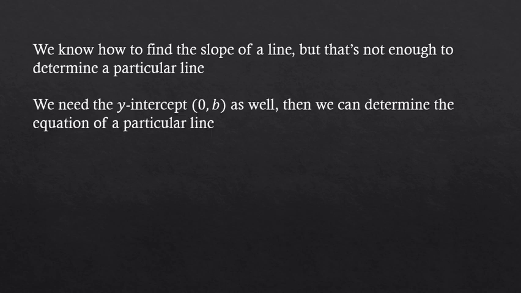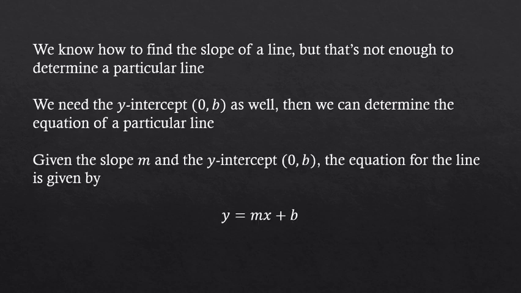And one of the pieces of information that we can use in combination with the slope to find the equation of a particular line is the y-intercept, the ordered pair 0, b. If we know this and we know our slope, then we can determine the equation of a particular line. And if we're given the slope m and the y-intercept 0, b, the equation for the line is then given by y equals mx plus b.